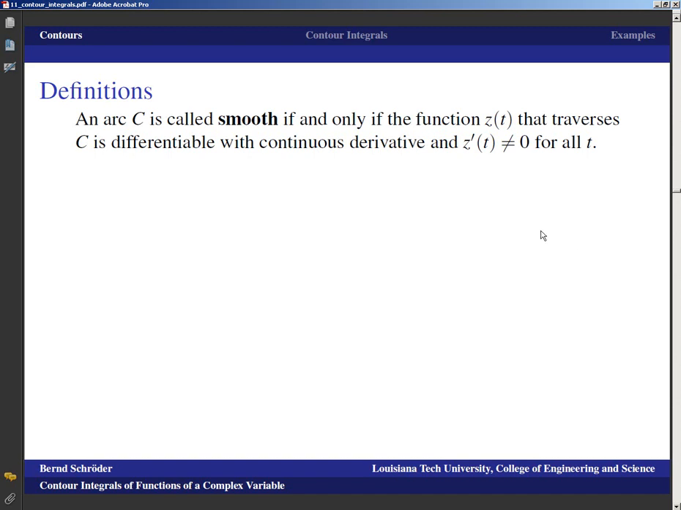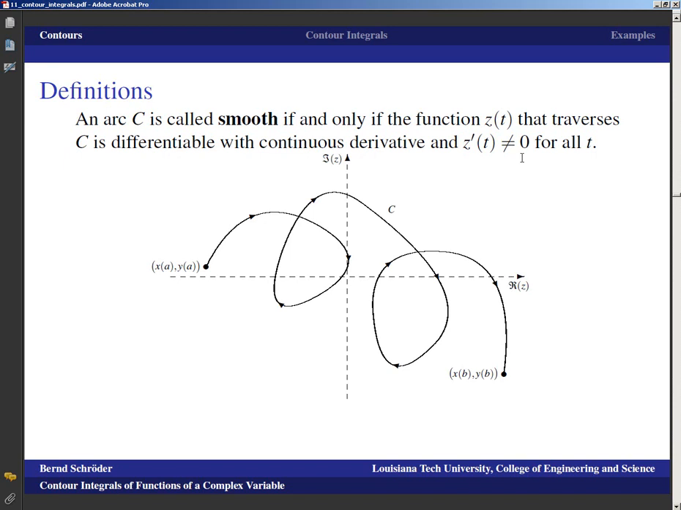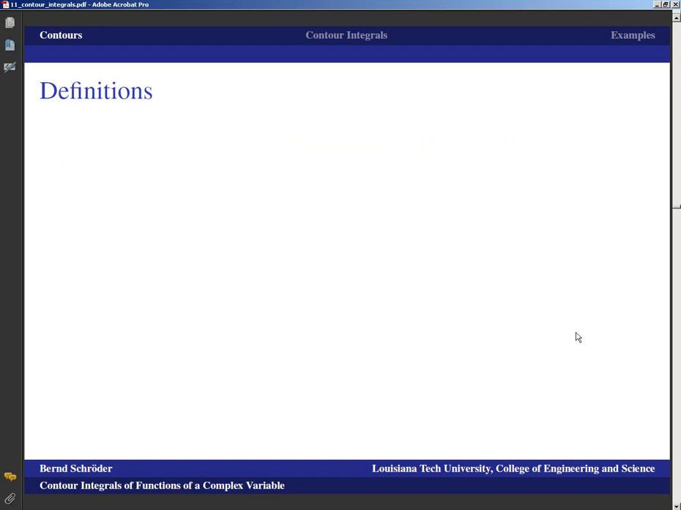An arc is called smooth if and only if the function z(t) that traverses C is differentiable with continuous derivative and z'(t) not equal 0. So that means this arc that we talked about at the beginning actually is smooth. It doesn't have any corners. But something like this, if I were to replace this part with that, is not allowed. Basically, a smooth arc, geometrically speaking, is something that doesn't have any corners.